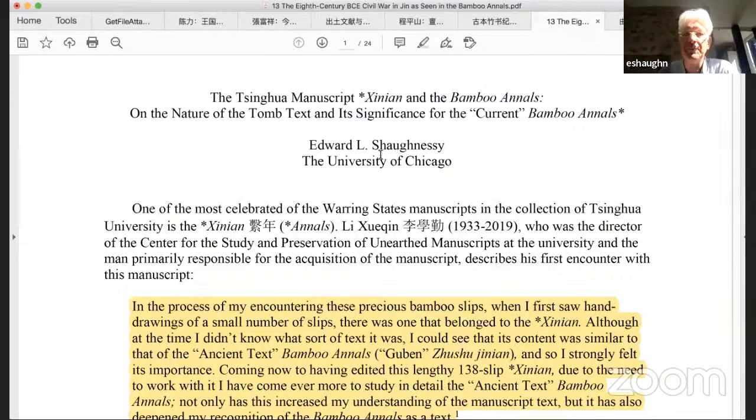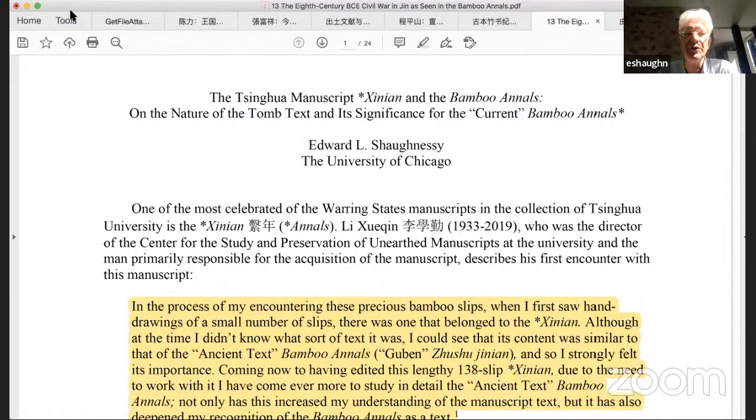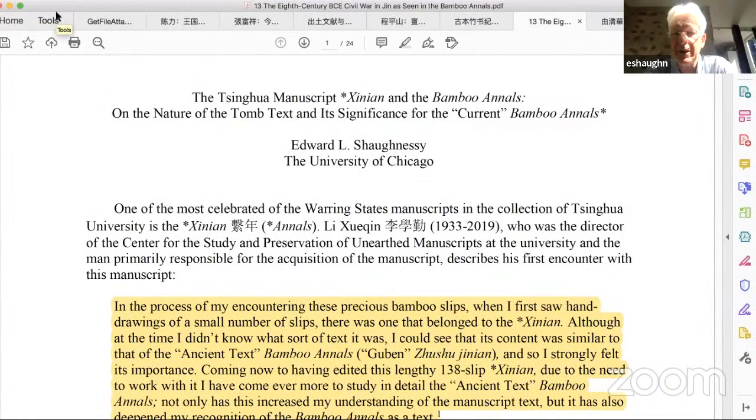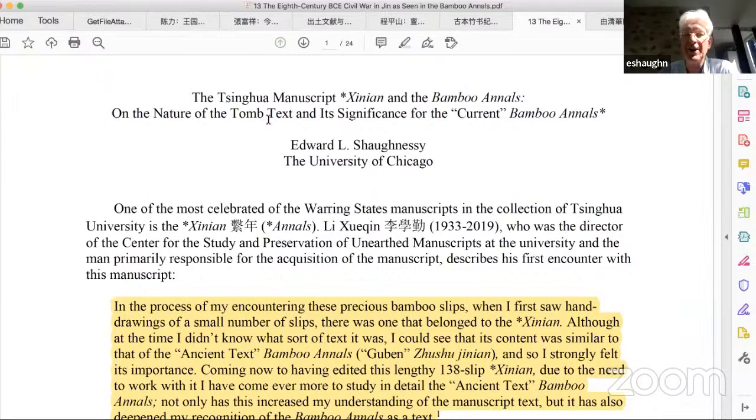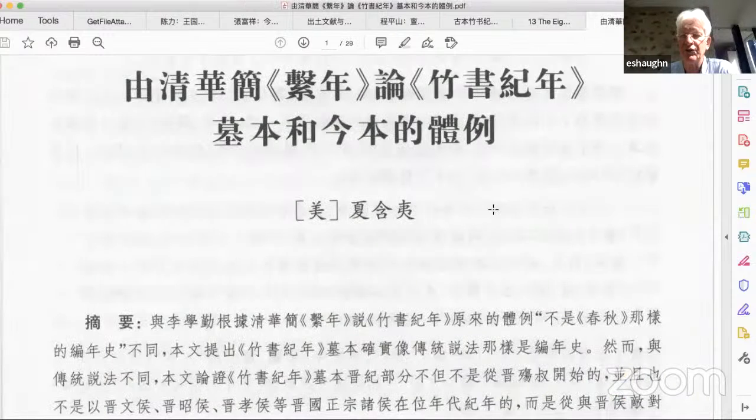But let me just say that you can see the title here, the Tsinghua manuscript Xinian and the Bamboo Annals, on the nature of the tomb text, which would be a mu wen, not as Professor Chen just said, not a mu bei, but it's the text that came out of the tomb, and its significance for the current Bamboo Annals. Rather than use a PowerPoint for today's lecture, I wanted to use just this PDF of my English text, because this allows me to toggle back and forth between some other screens without stopping the share and starting the share again.